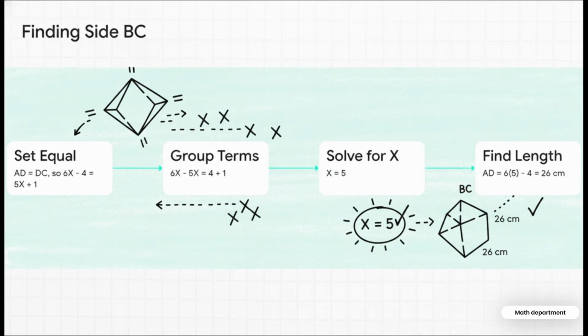Let's use side AD. 6 times 5 is 30. 30 minus 4 is 26. Since all sides in a rhombus are exactly the same, if AD is 26 centimeters, then side BC is also exactly 26 centimeters. Always reread the question before moving on.